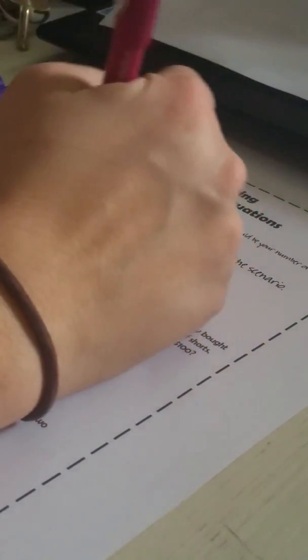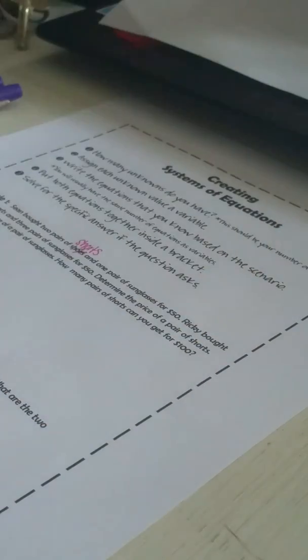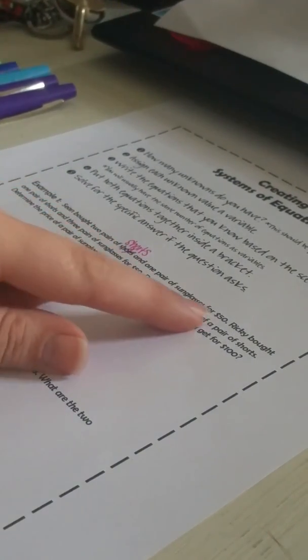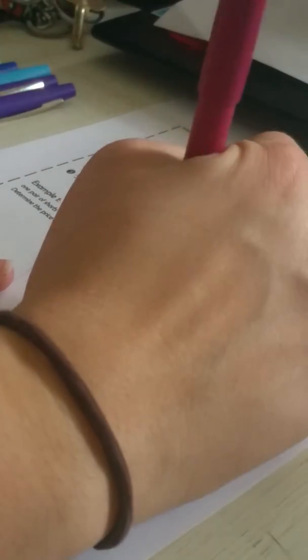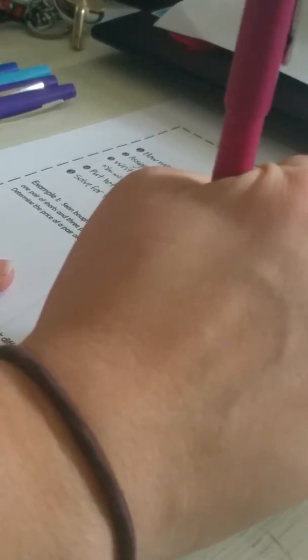So in example 1, Sean bought 2 pairs of, let's change these shoes to shorts. It was a typo. Sorry about that. Alright, so Sean bought 2 pairs of shorts and 1 pair of sunglasses for $50. So we're going to let S be our shorts, excuse me, and U be our sunglasses.